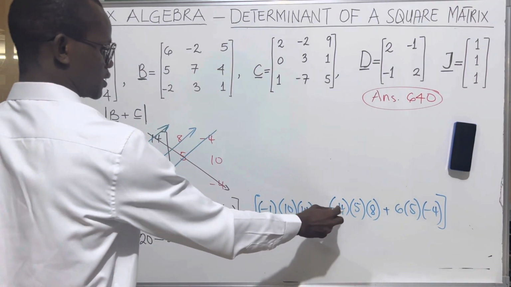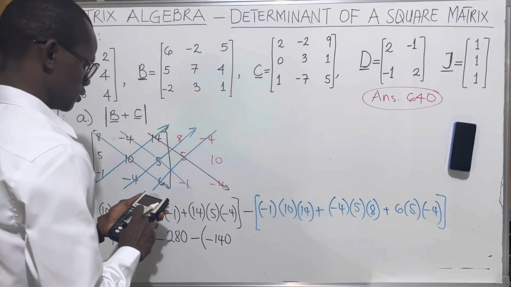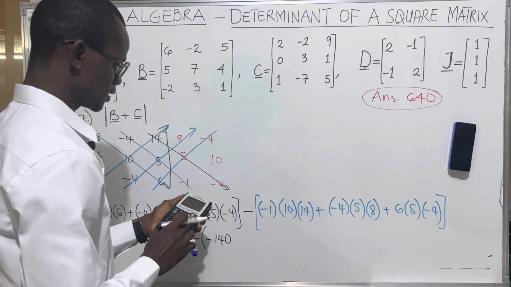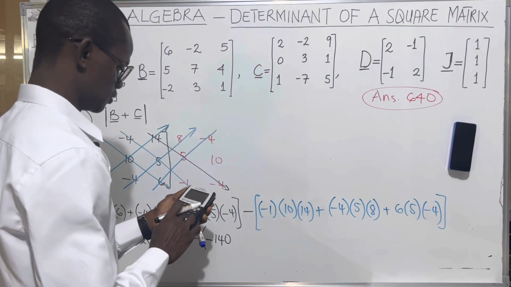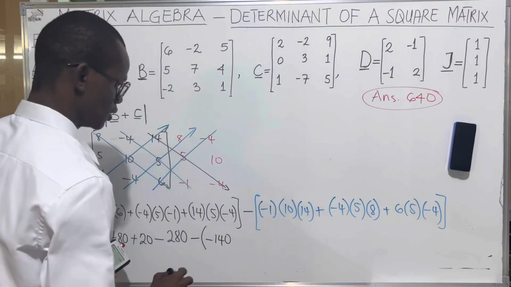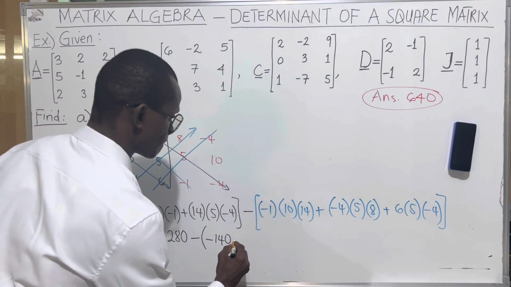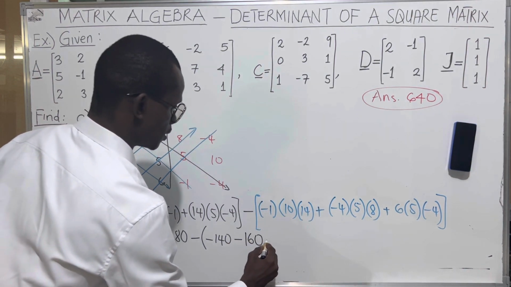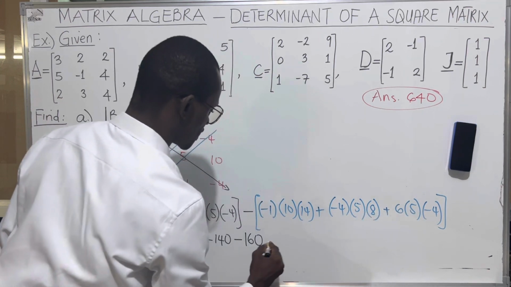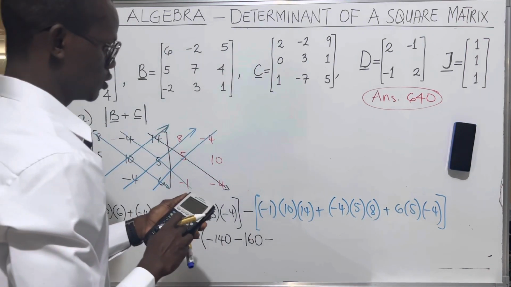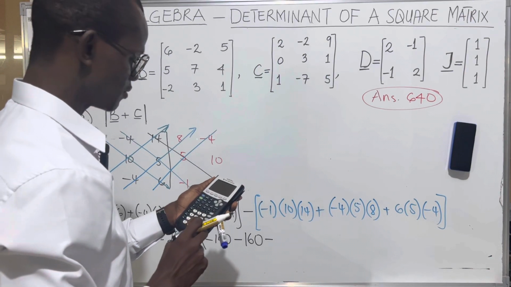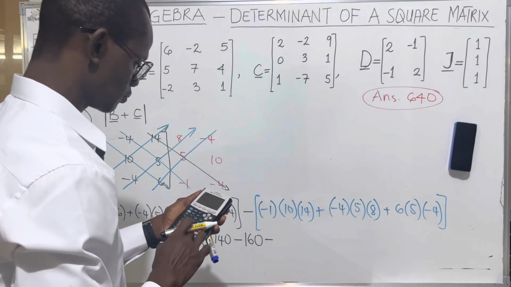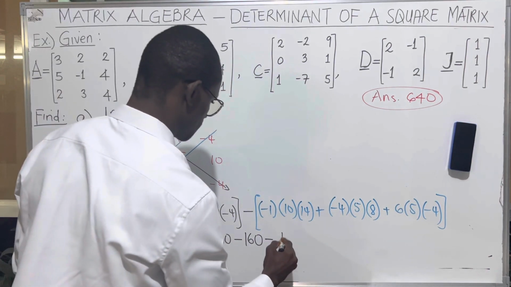So this one is 4 times 5. 4 times 5 is 20. So it's 20 times 8, and you know that it's 160. So it's minus 160. Then negative times positive is negative. So it's 4 times 5, 20. And then 20 times 6 is 120.